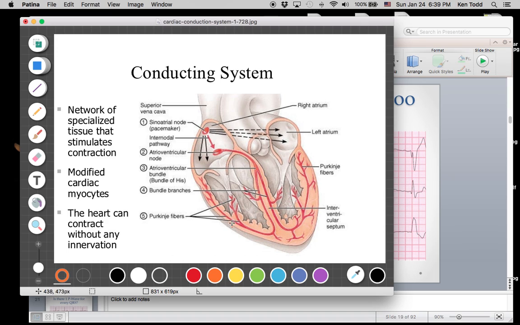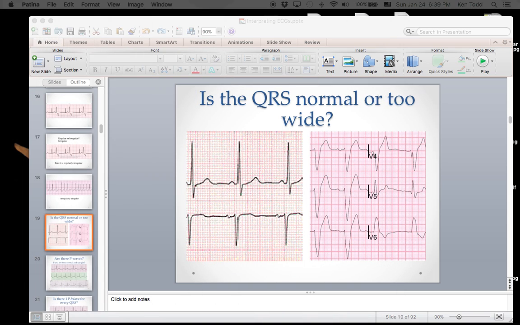If it deviates from this path, say that I have a block here in this bundle branch, and then it has to kind of go around it. It's going to take longer to depolarize everything this way because it doesn't come through this fast conduction system. Then I'm going to get a widened QRS. There's other reasons I can get a widened QRS as well, but if I see one that's wide, I know it's not following the regular pathway.